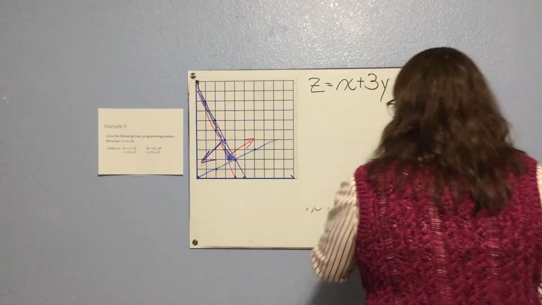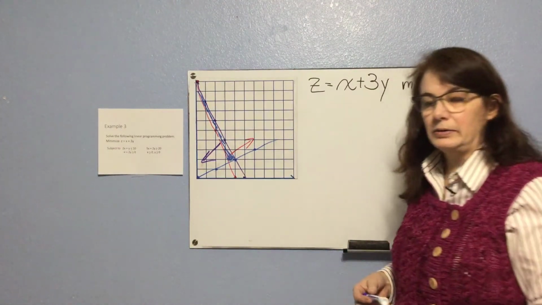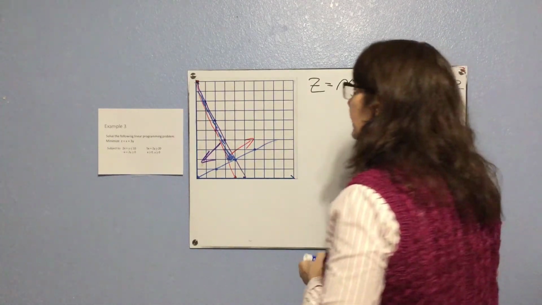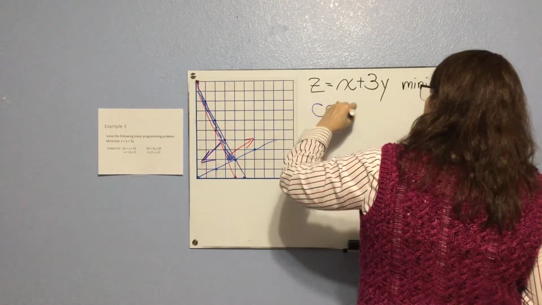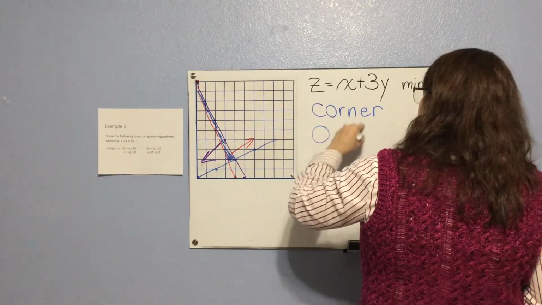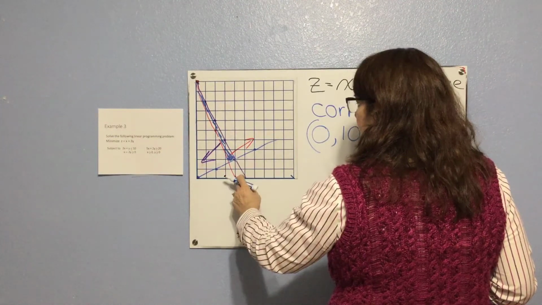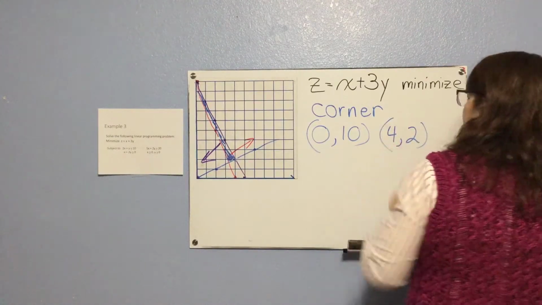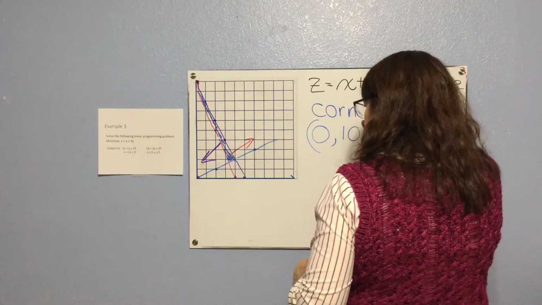And I'm asked to minimize, and I was told that the minimum value is going to be at one of the corners. Now this is a very nice problem because two of the corners are pretty easy. This corner is at 0, 10. This corner I can see pretty easily is at 4, 2. Which means the only corner I still have to figure out is this one.